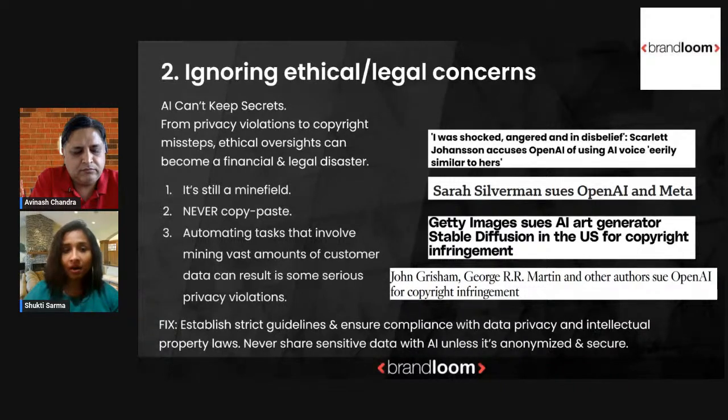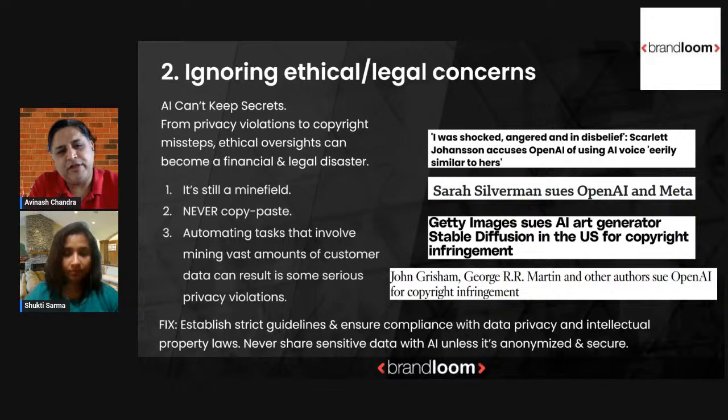Automating your tasks is the other big use of AI. Automating tasks often requires mining vast amounts of customer data, and customer data is everything. You have to be very sensitive about what you are doing with the precious information that your customers are placing in your hands. If you are feeding it to AI, and if you are not training your AI to handle it sensitively, it can result in serious privacy violations and can land you in big legal trouble. So that is where we are coming from. Avinash, what do you think will be the way forward here?